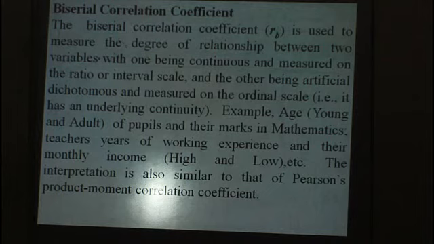So if you talk of teachers' years of working experience, of course, years of working experience is a continuous variable. And when you compare it to their income, which is of high and low category, you have it. And this one, the interpretation is the same as that of Pearson's product moment correlation coefficient.